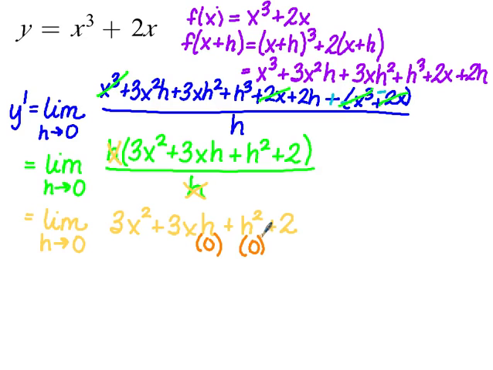First of all, I still have a 3x squared. What is 3x times 0? 0, so that's gone. What is 0 squared? 0. So that leaves me with plus 2. So your derivative of x cubed plus 2x is 3x squared plus 2. You stop when you have x's and all your h's are gone.